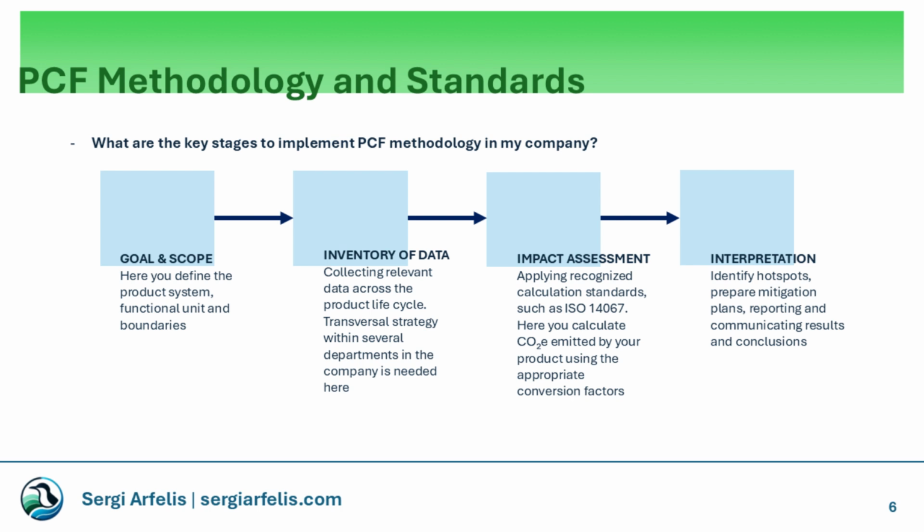Let's go through the key phases for calculating a product carbon footprint. The first phase is defining the goal and scope. Here, you clarify why you are doing the assessment, what product you are analyzing, what the functional unit is, and which life cycle stages you will include. This step ensures your results are relevant and comparable.